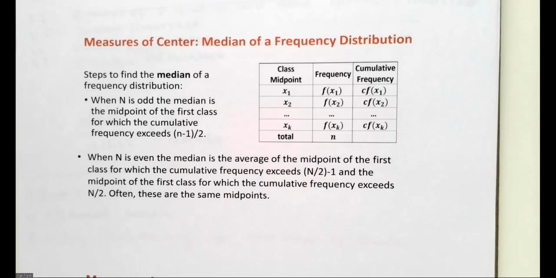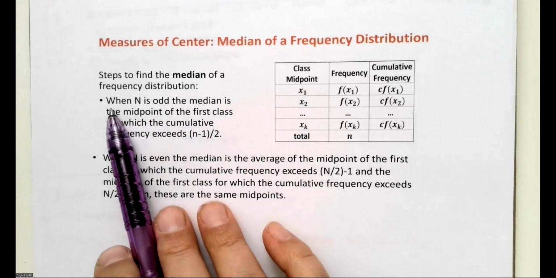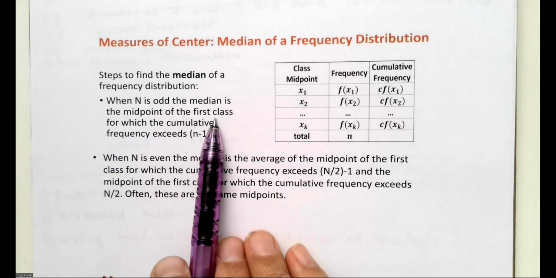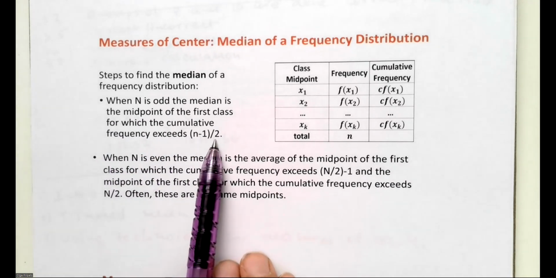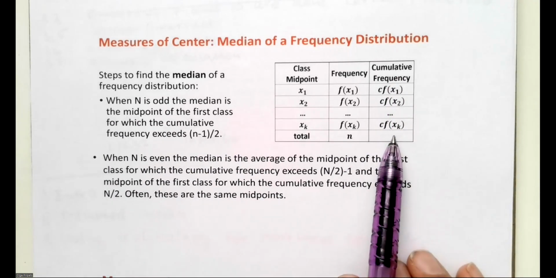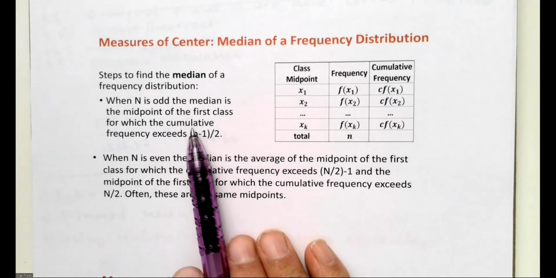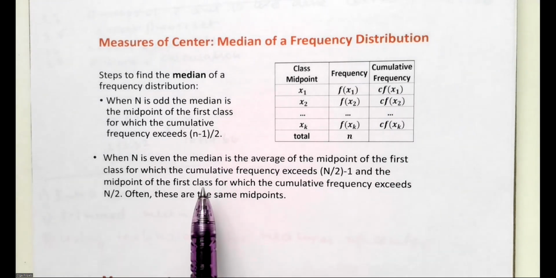Okay, our next measure of center that we discussed was the median. How do we find the median of the frequency distribution? When n is odd, the median is the midpoint of the first class for which the cumulative frequency exceeds n minus 1 divided by 2. So we need to figure out the cumulative frequency of each class and look for the class whose cumulative frequency exceeds n minus 1 divided by 2. That's going to be your median.